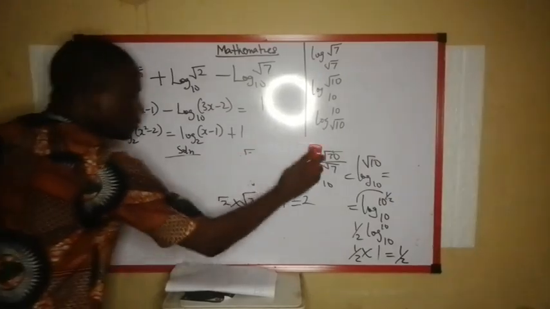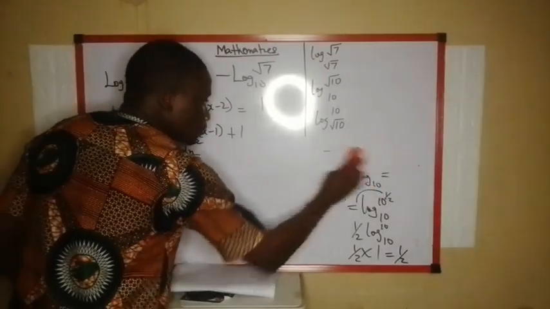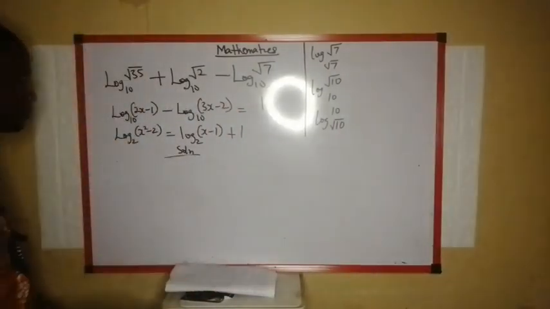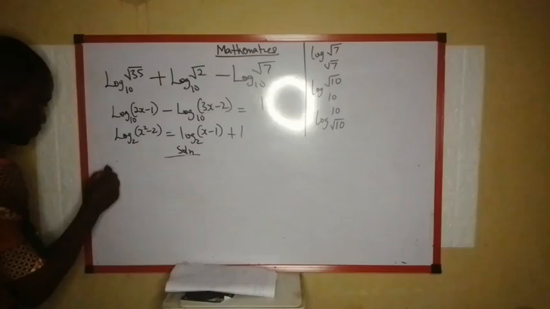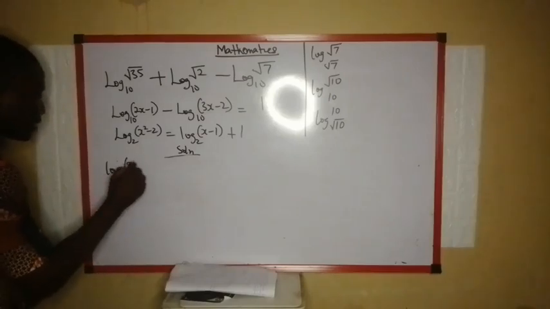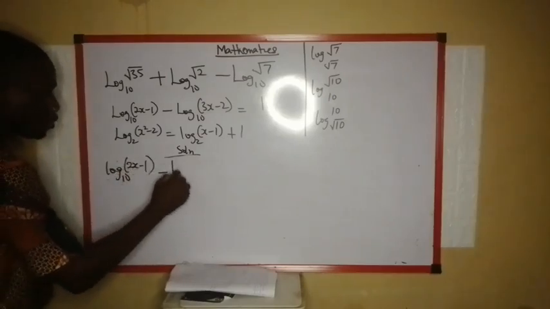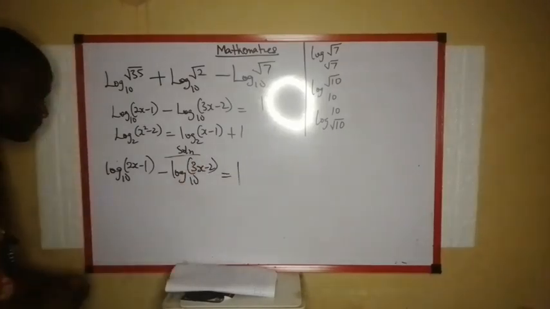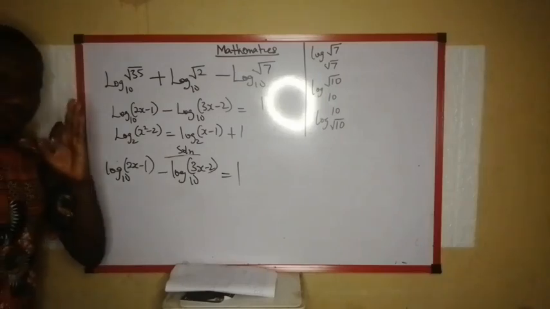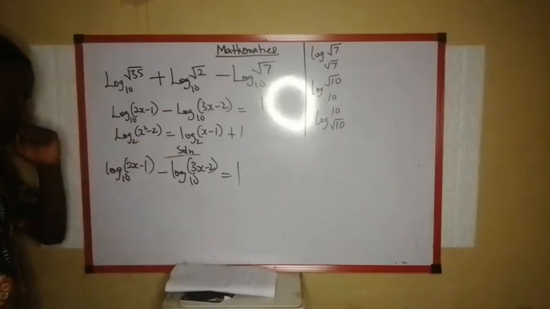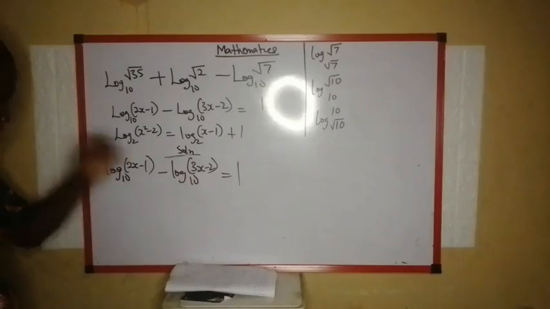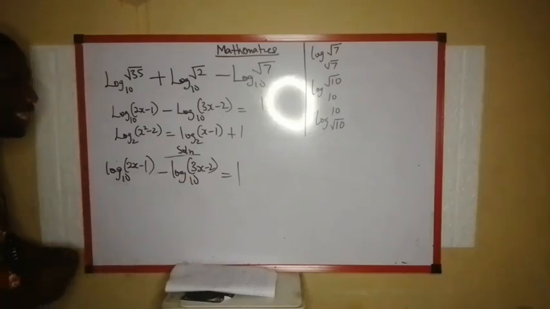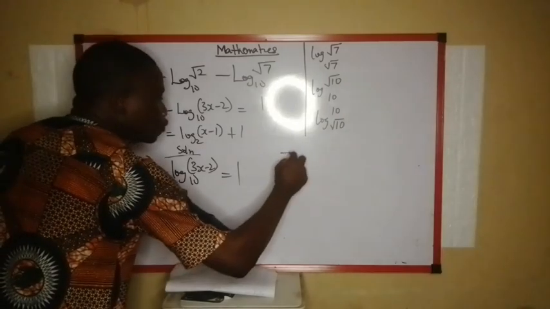Now we have question 2, which is also very simple. We have log 2x minus 1 base 10 minus log 3x minus 2 base 10 equal to 1. Now in this, we have to simply analyze very well. We have base 10 here. Okay, so we have negative sign here, subtraction. And this subtraction implies that we are going to divide.